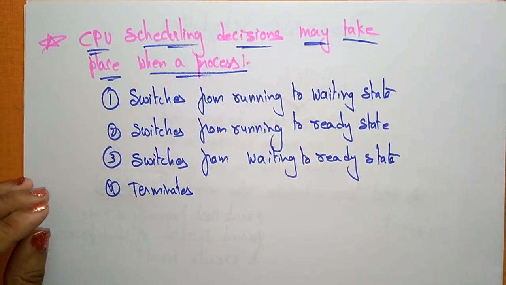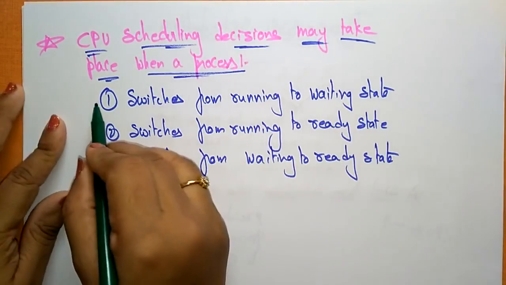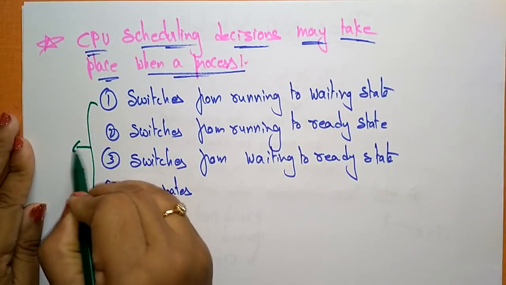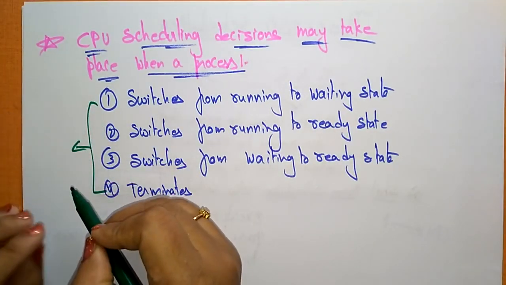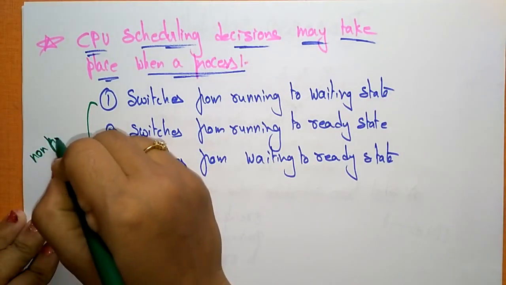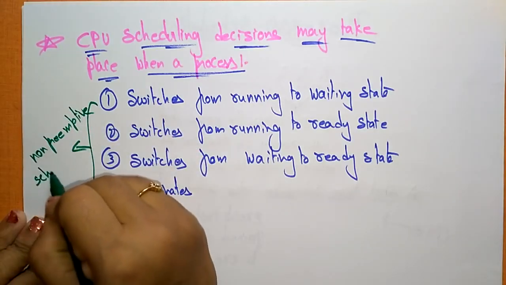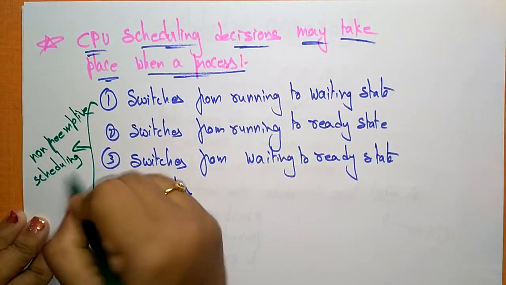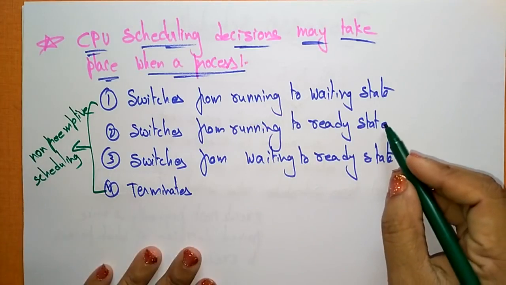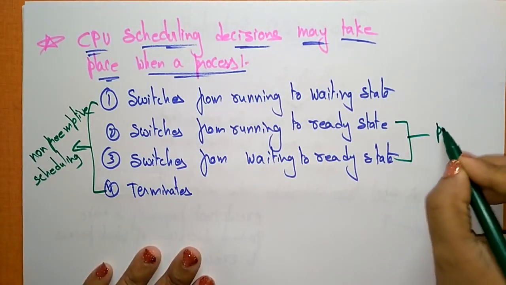So here, in these selections, cases 1 and 4 you call non-preemptive scheduling. And the remaining ones, 2 and 3, you call preemptive scheduling.